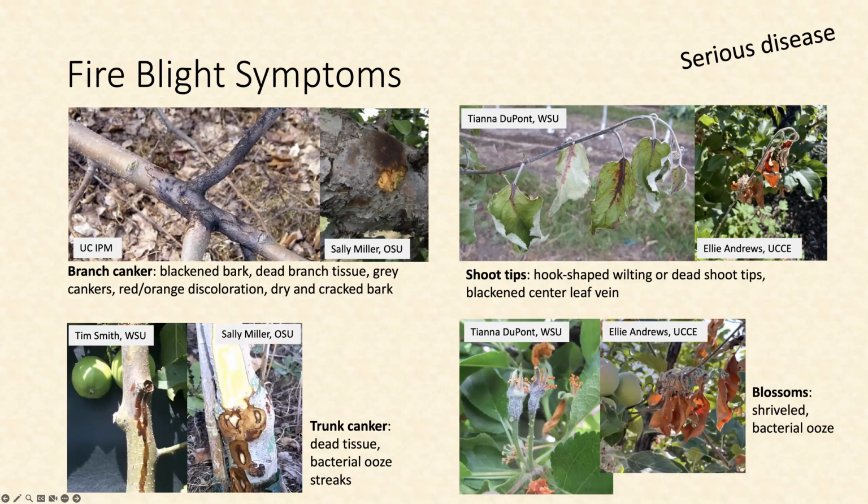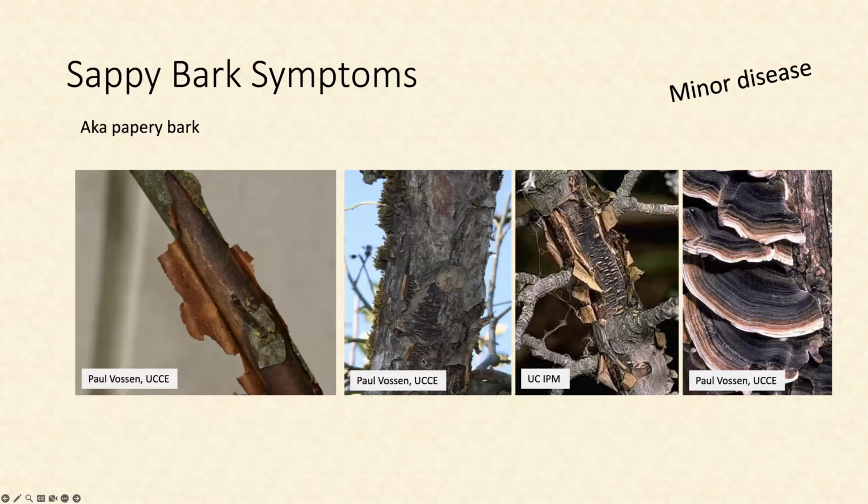Two other things to look for with fire blight are a trunk canker that has bacterial ooze, so it has these streaks where bacterial ooze runs down the trunk. That's pretty characteristic. And then with fire blight, you also see shriveled blossoms and bacterial ooze in some cases as well. So if you're wondering, maybe it's fire blight, you can look for these three additional things that could really help you start to piece together what's going on. You can also always send samples to labs to find out for sure.